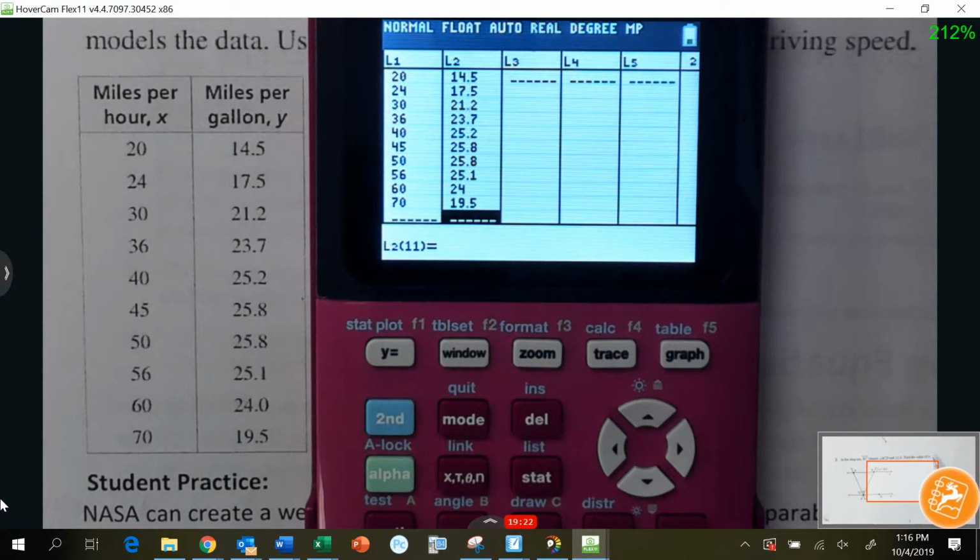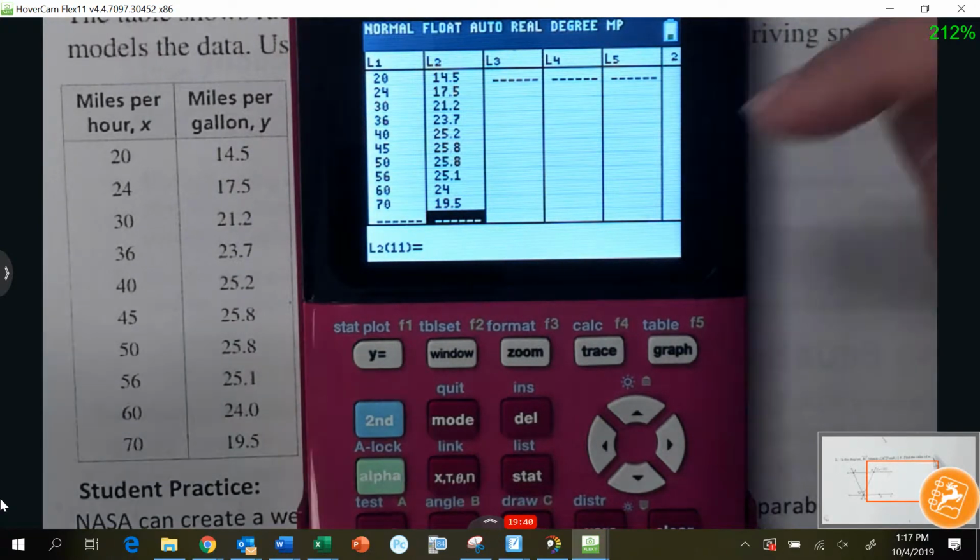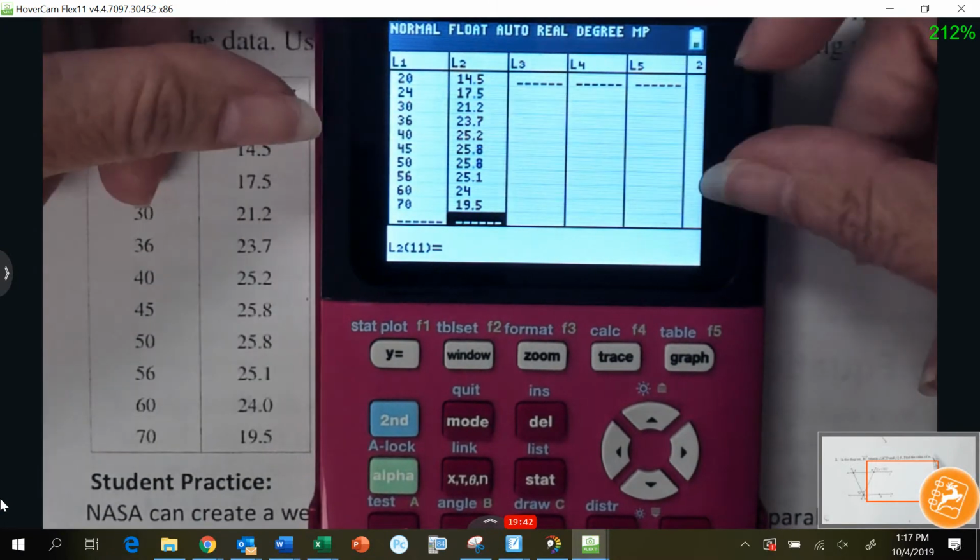I'm not going to slow down because you're not paying attention. You can go back and watch this video later. If you're still not bringing your graphing calculator to class, you're putting yourself at a huge disadvantage. You see how much we're using it? Can you do this stuff without the graphing calculator? Cannot.